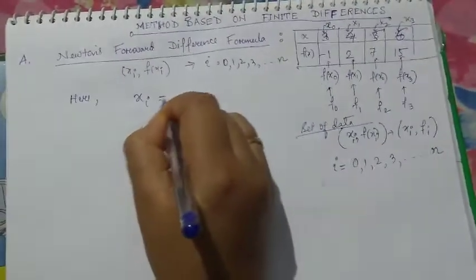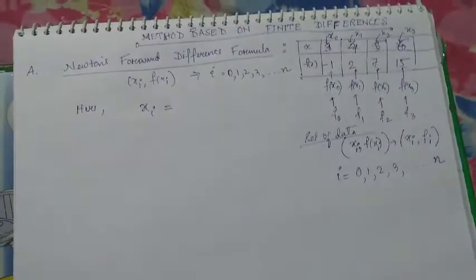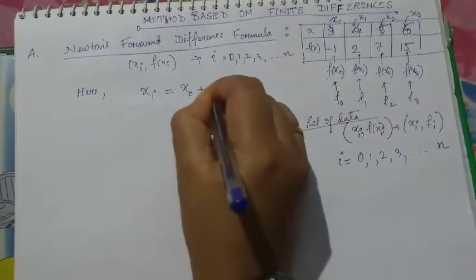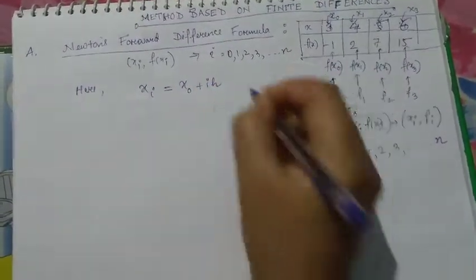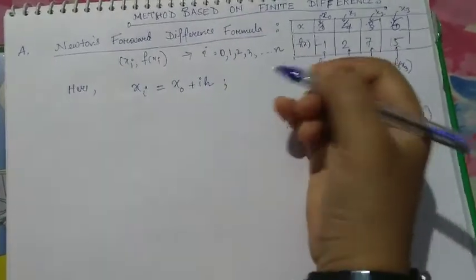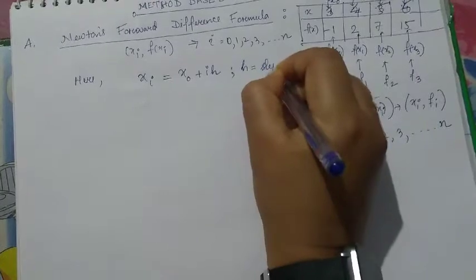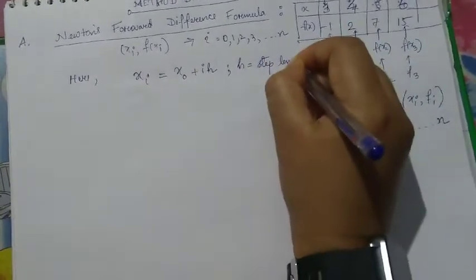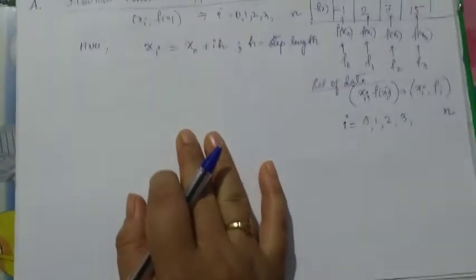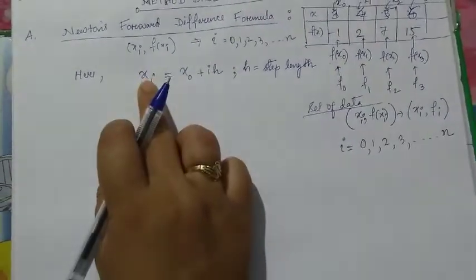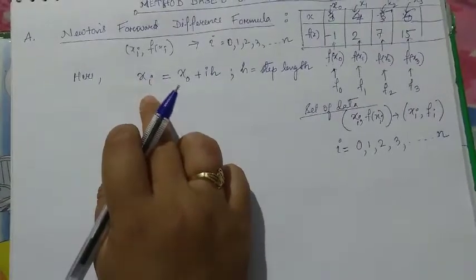xi is equal to, say, x0 plus ih. So as usual, h is a very important term. It is called the step length. Be very careful.